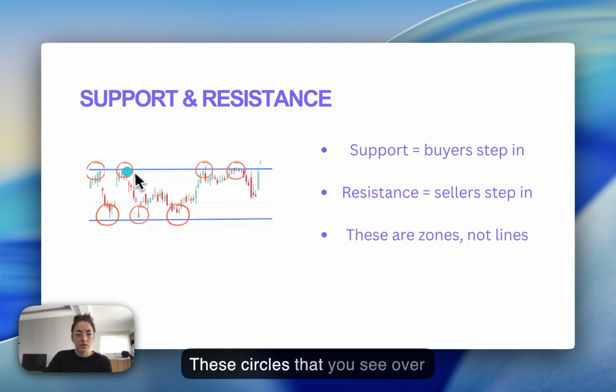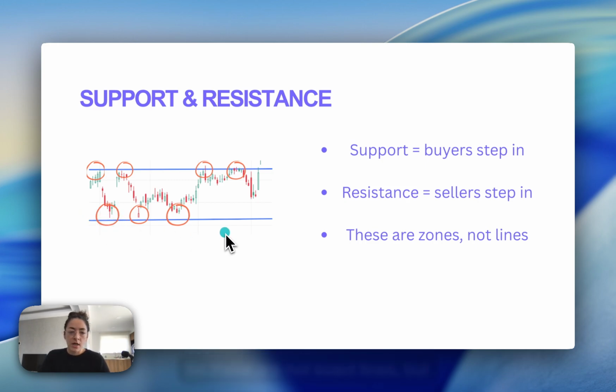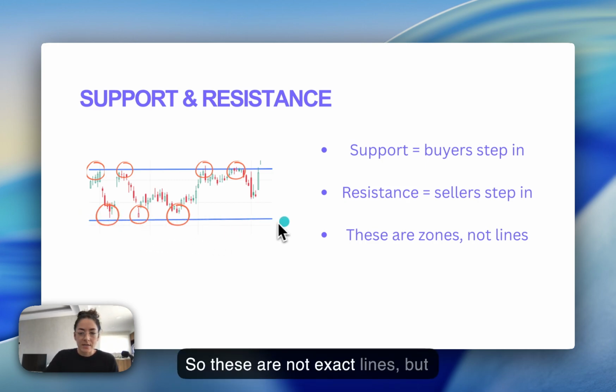These circles that you see over here on support resistance are helping us to draw lines. But in fact, these lines are not just lines, they are zones. It's not like a concrete wall where the price hits and moves back. No, there is a little bit of leeway. So these are not exact lines, but they are zones.